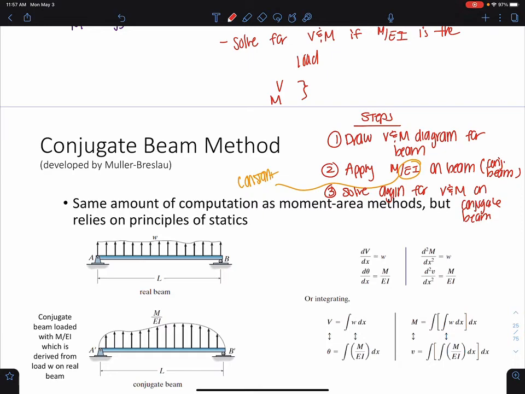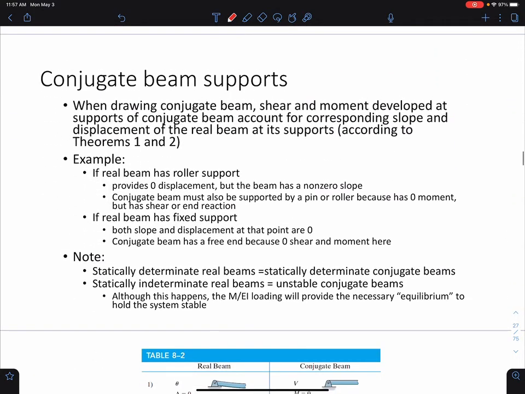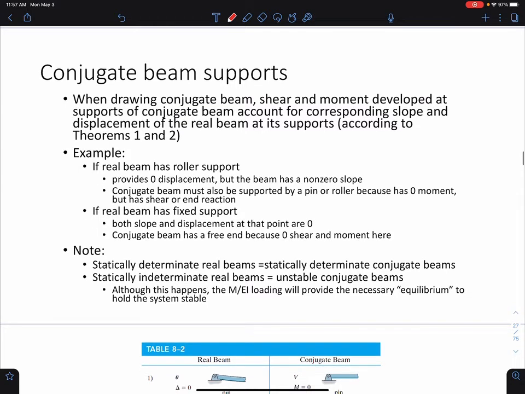Now we have to talk about supports. Okay. So when we're dealing with beam supports, this is super important. Our conjugate beam and our real beam have different supports, sometimes, not all the time. And that's because we need to think about this now in terms of slope and deflection, not necessarily just shear and moment. So, for example, if our real beam has a roller, let's say we have a roller right here. Okay, this is our real beam.